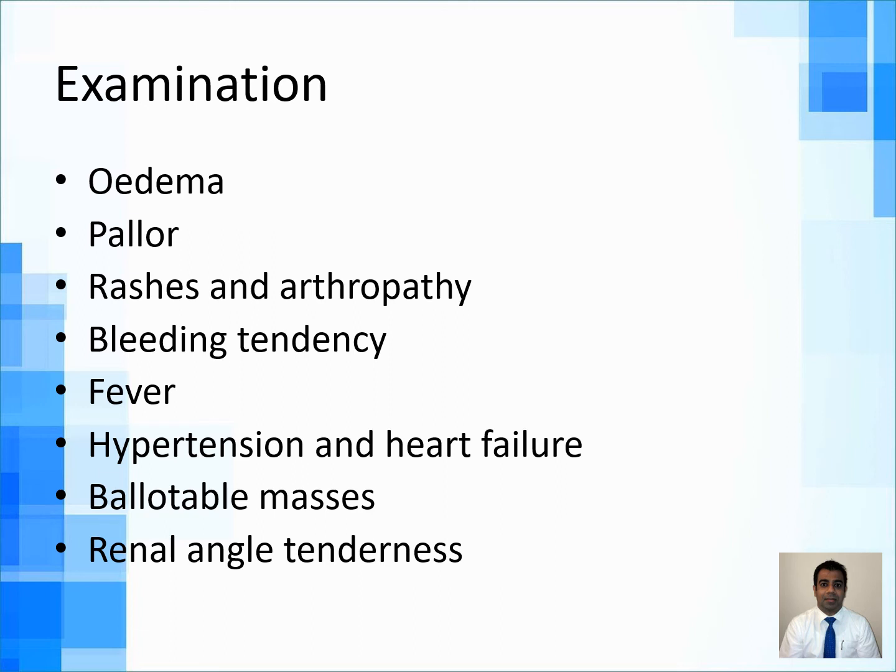So remember, edema would usually indicate a nephritis. Pallor would indicate significant renal involvement. Rashes and arthropathy suggest a connective tissue disorder like lupus or Henoch-Schönlein purpura. Fever and renal angle tenderness suggest urinary tract infection; palpable masses suggest hydronephrosis due to PUJ obstruction or a Wilms tumor; and hypertension and heart failure suggest acute glomerulonephritis. So these are what you look for when you're examining a patient who presents with hematuria.